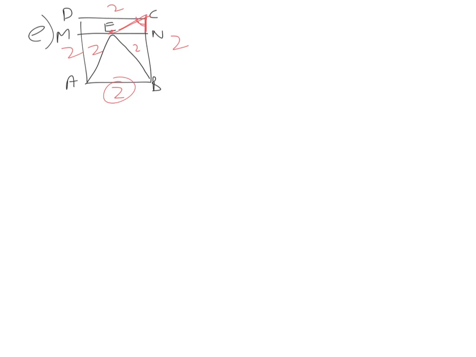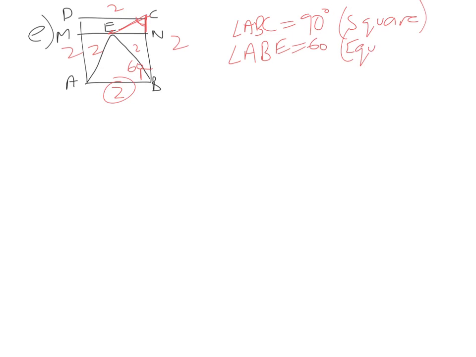Okay, so because it's a square, angle ABC equals 90 degrees, because it's a square. This is equal to 60, so angle ABE is equal to 60, because it is an equilateral triangle. So therefore, angle EBC is equal to 30.